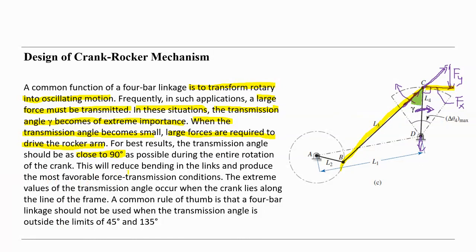Okay. This will reduce the bending in the links and produce the most favorable force transmission conditions we explained already. The extreme values of the transmission angles occur when the crank lies along the line of the frame. A common rule of thumb is that a 4-bar linkage should not be used when the transmission angle is outside the limits of, let's say, 45 and 135 degrees. So those are the limiting positions.